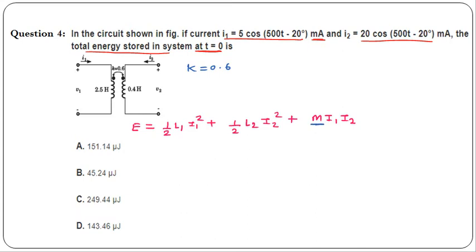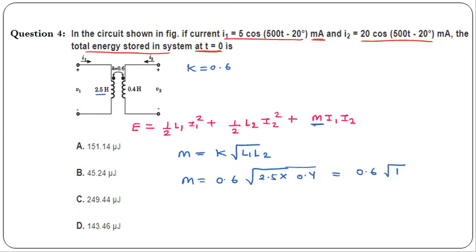Okay, so यहाँ पे we have to calculate this M value because it is not given directly in the question. So we know that the relation between self inductance and mutual inductance is given by M is equal to k into square root of L1 into L2. So this M is equal to, k value given is 0.6 and L1 value is 2.5 and L2 value is 0.4. So this will be equal to 0.6 into square root of 2.5 into 0.4, this is 1. So mutual inductance value we are getting 0.6 Henry.